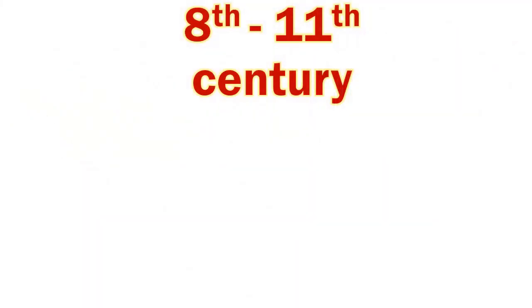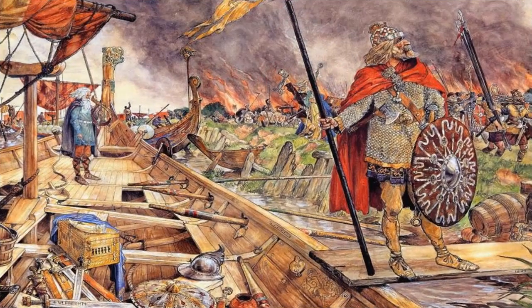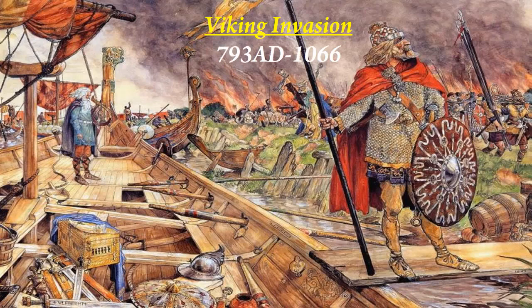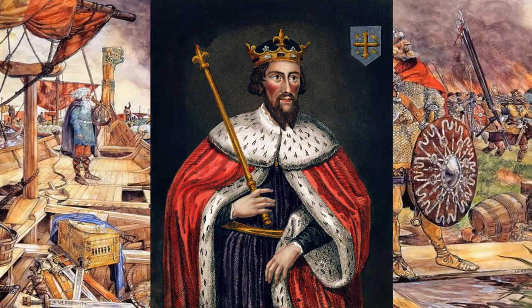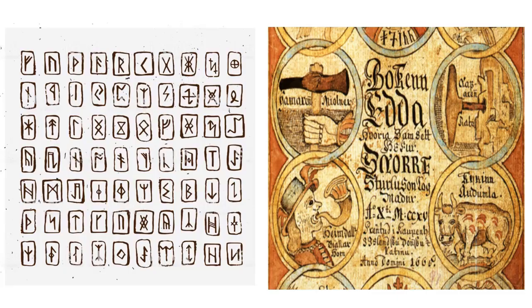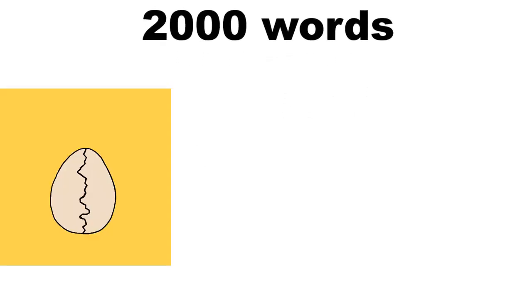The 8th until 11th century. It was the time for the Scandinavian tribe or the Viking invasion. It happened between 793 AD until 1066. And King Alfred saved England from the Vikings. Because of these invasions, British people started to speak in Old Norse, and the Old Norse gave 2,000 words to the English vocabulary. Three examples are egg, gun, and knife.